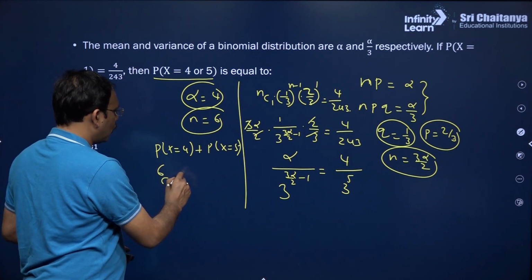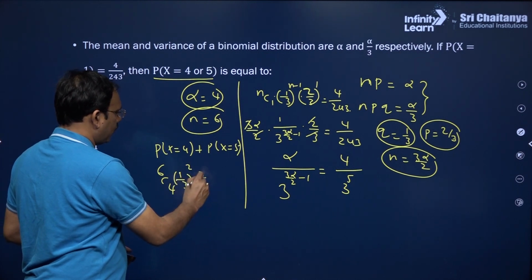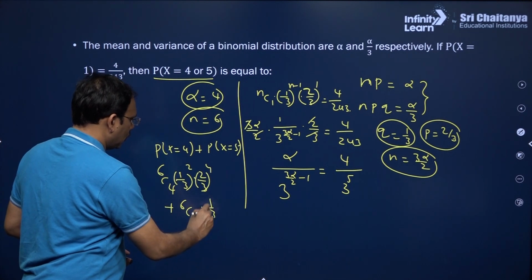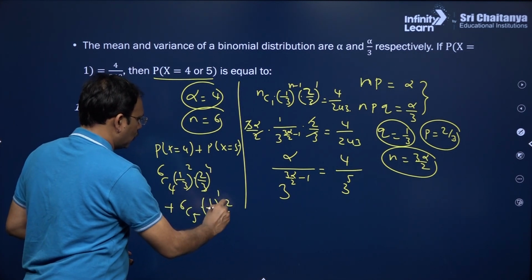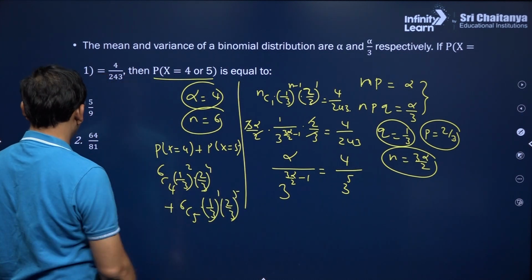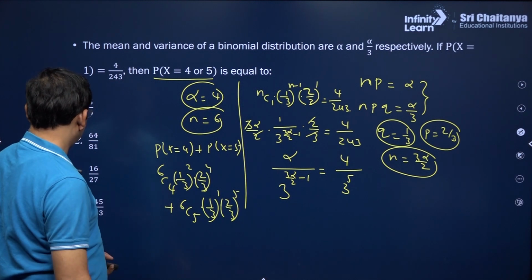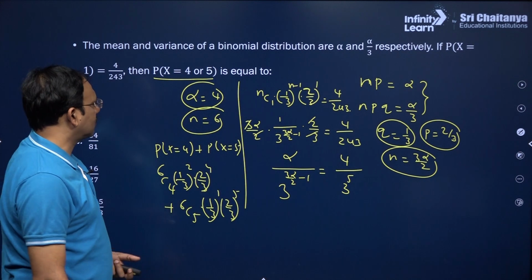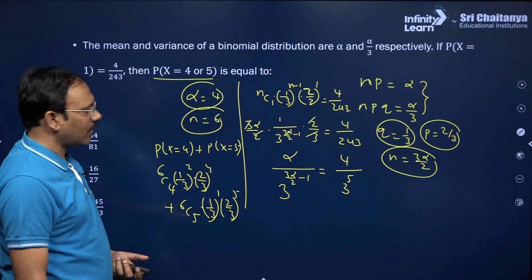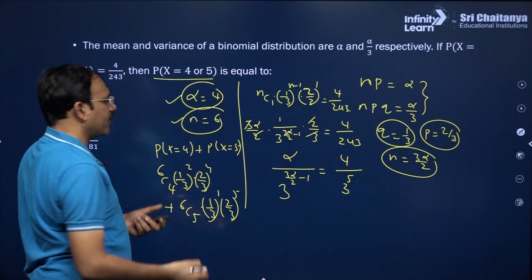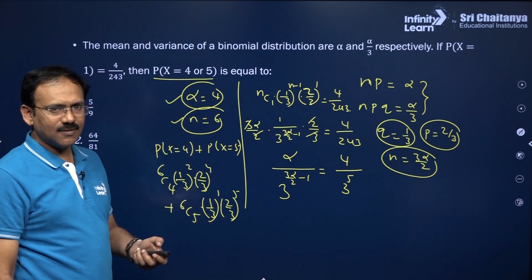6C4 into q to the power of 2 into p to the power of 4, plus 6C5 into q to the power of 1 into (2/3) to the power of 5. You just simplify this, my dear friends, you are going to get something like 16 by 23. Simplification you do, you will get the answer. That is all. So, what you need to do is you have to find alpha and n, and accordingly you simplify the things, right. That is all.